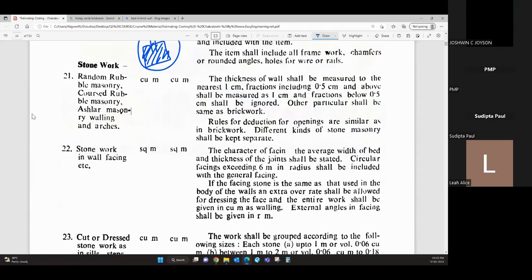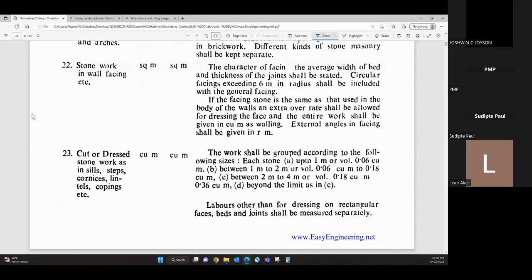Now comes this stone work. So let's suppose you want to do rubble masonry or coarse rubble masonry or ashlar masonry. So at that time also you always consider cubic meter. If you know the thickness of your stone wall, okay? If you have already considered the facing of the stone wall or the thickness of the stone wall at that time, same like brickwork, you consider square meter. So you always go with square meter.